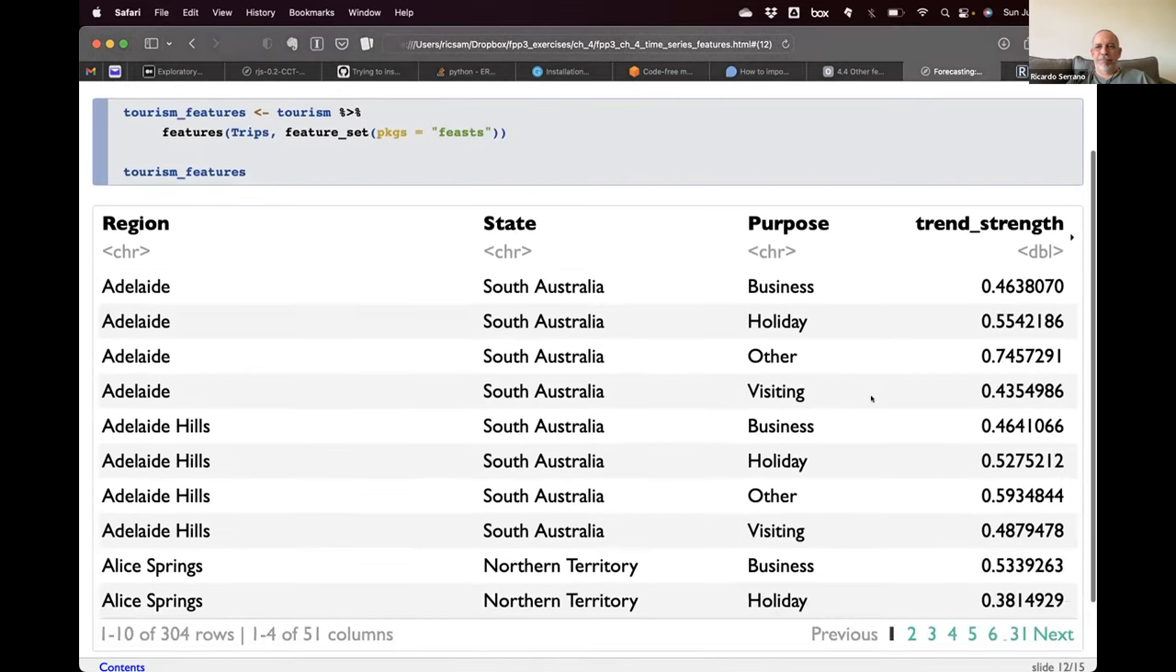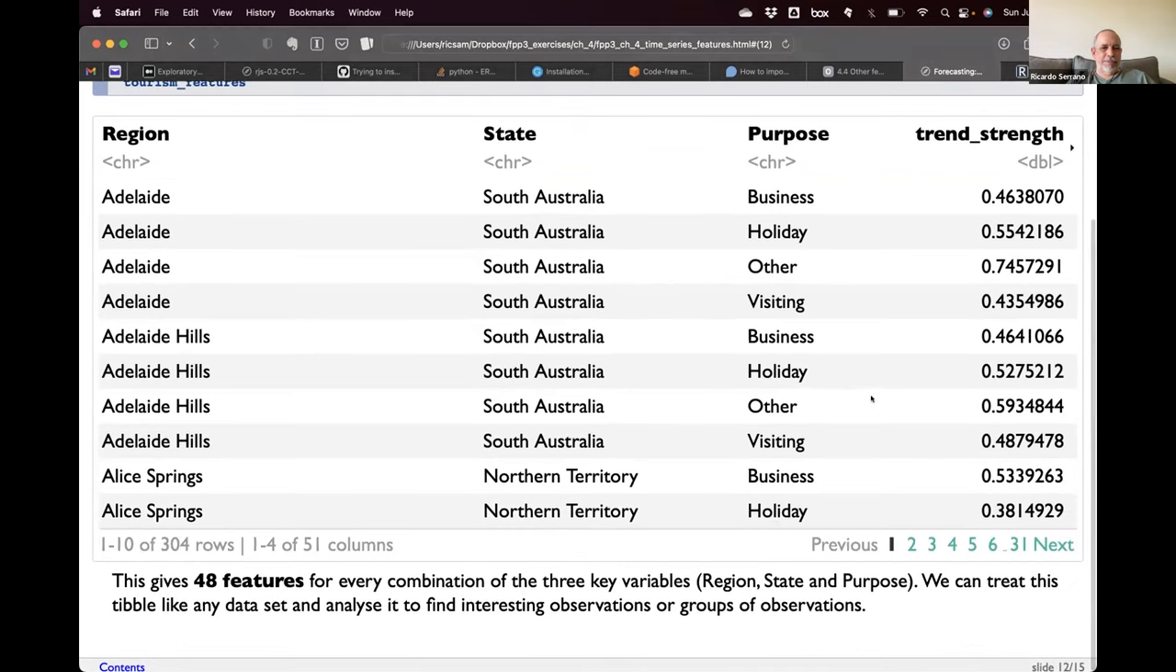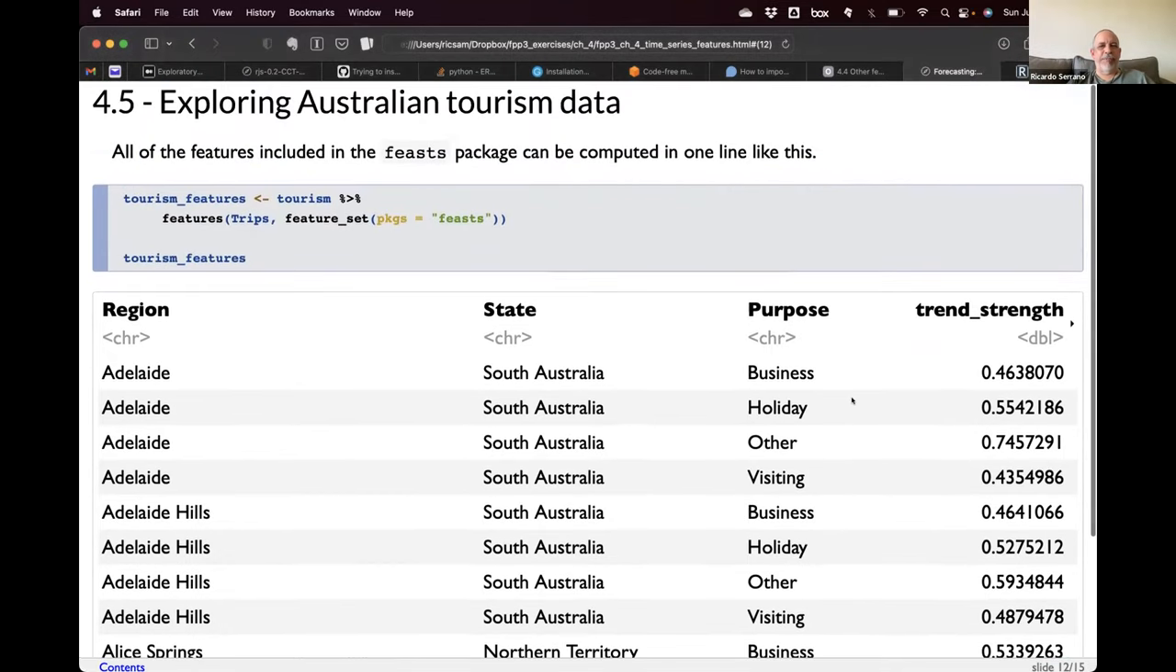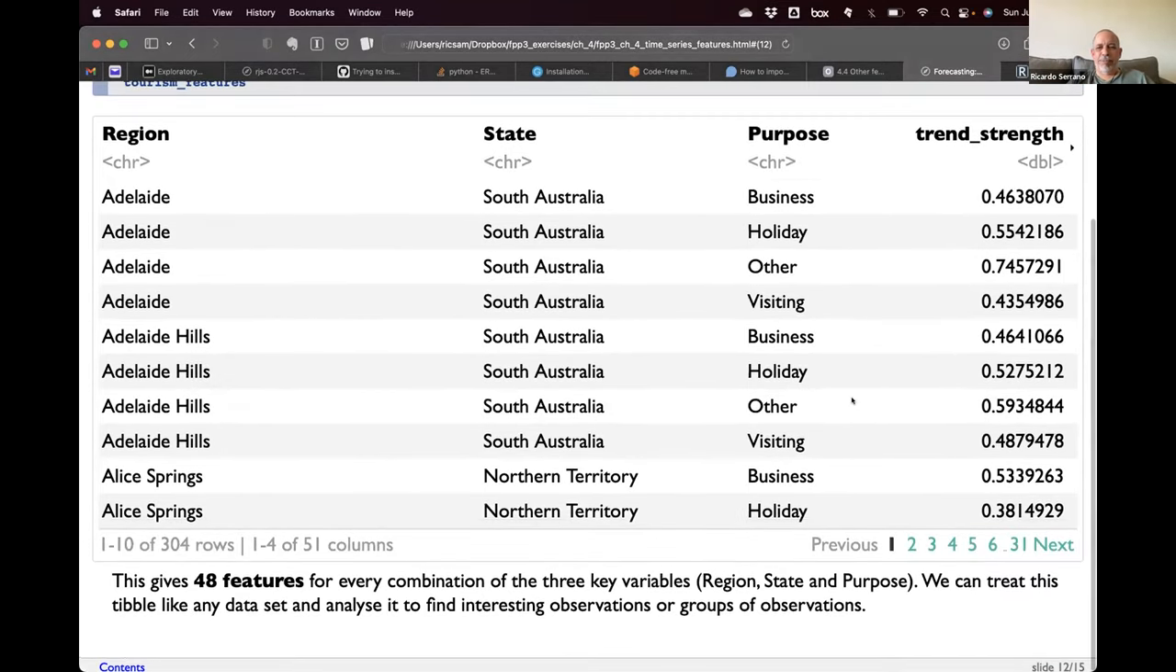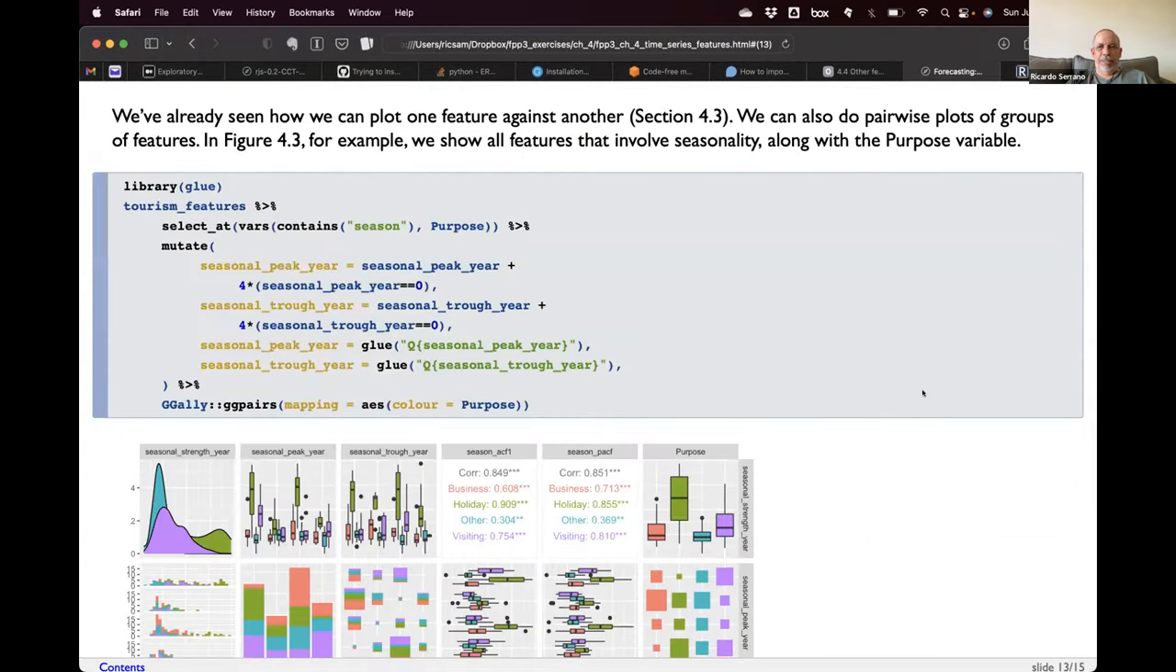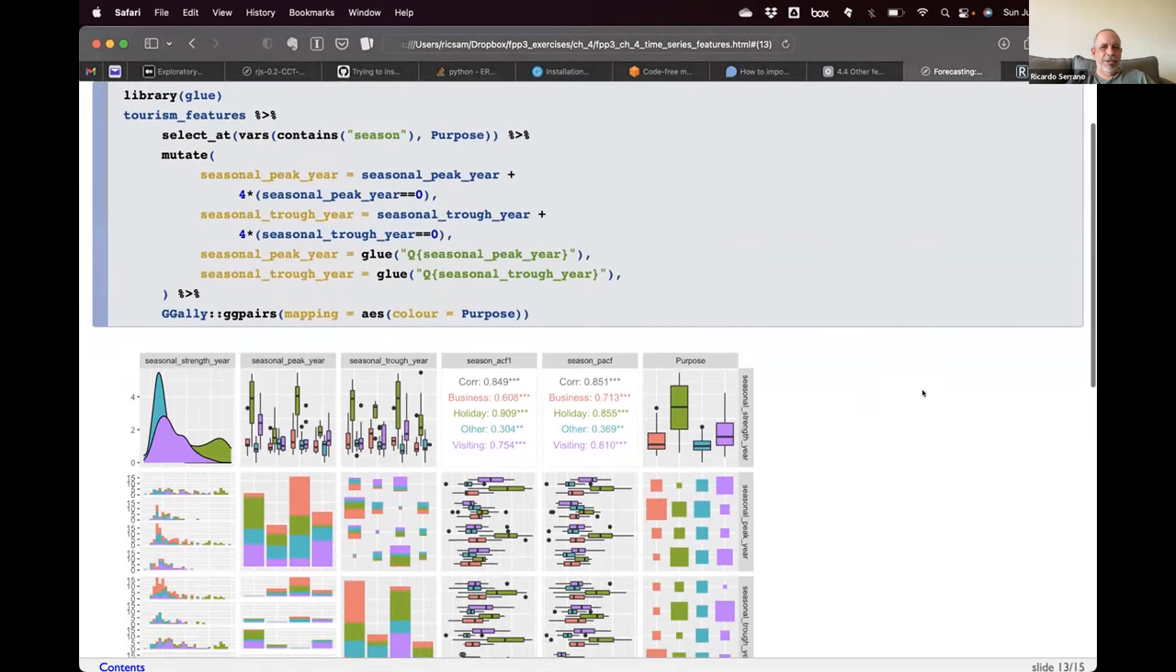So again, this is the last part. Here it goes. This gives you 48 features, the whole set of features that the FIS package gives you. So I think we're going to be ending here.